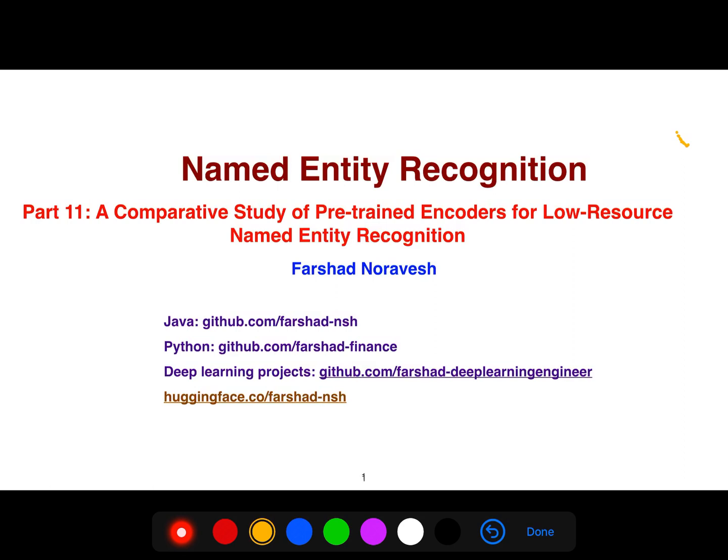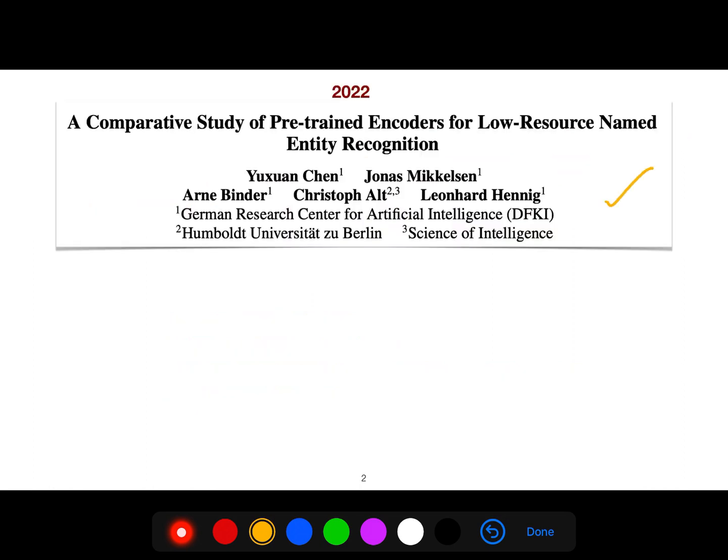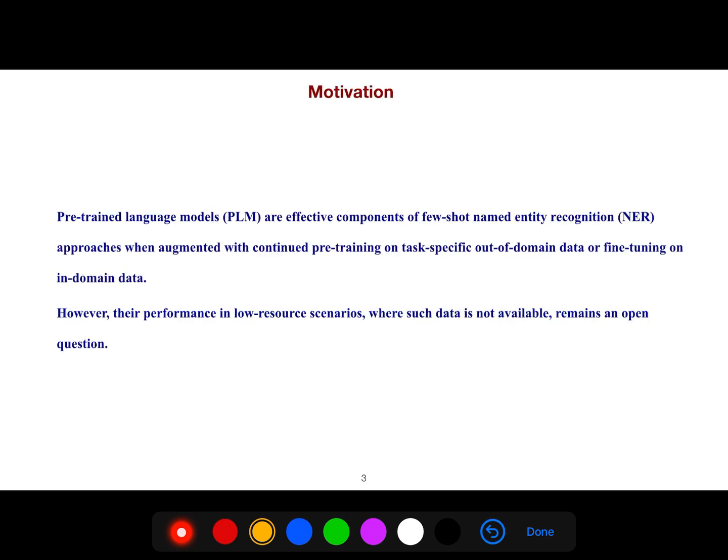Alright, so today I'm going to be talking about another approach for named entity recognition. The title of this article is "A Comparative Study of Pre-trained Encoders for Low-Resource Named Entity Recognition." In practice, labeling is expensive, so we are in the world of low resource. That's why we need to work on, for example, few-shot learning, zero-shot learning, or transfer learning, and many different ideas to tackle this problem. Pre-trained language models are effective components of few-shot named entity recognition.